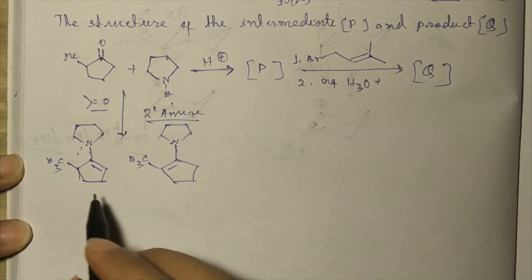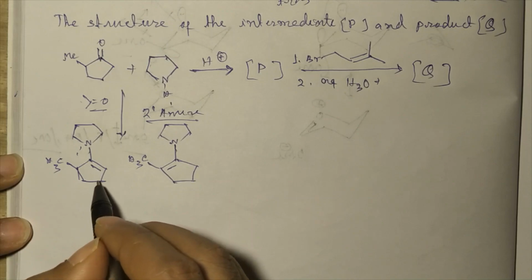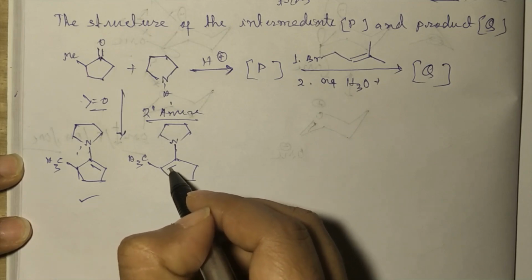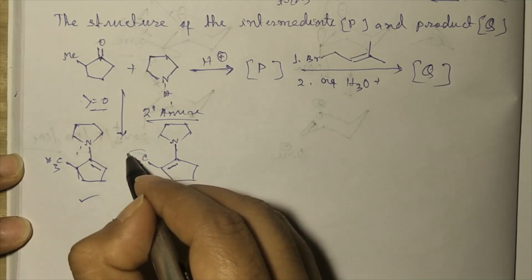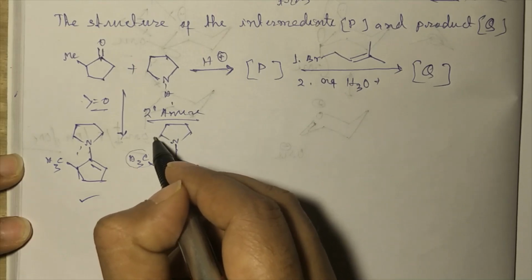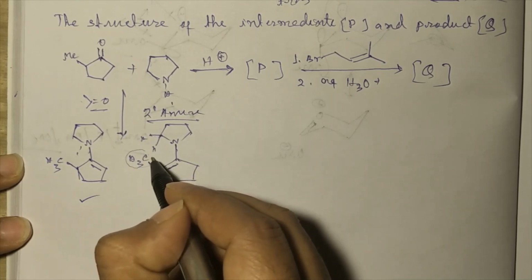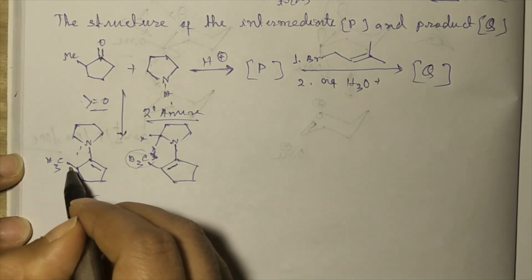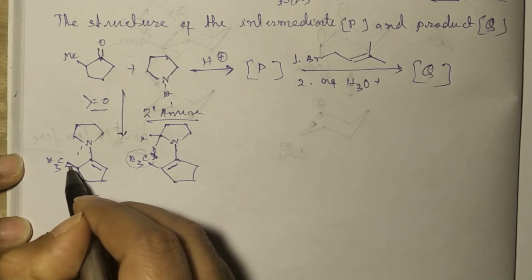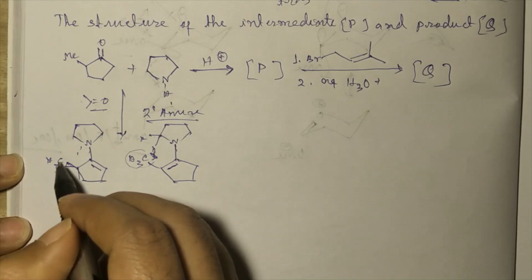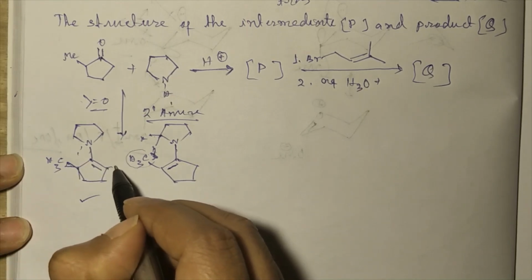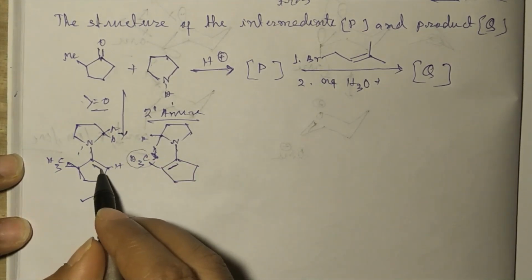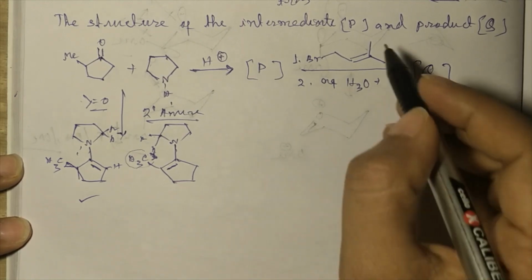But what will be the major product? Here the less substituted enamine will be the major product, because here the CH3 is in plane, and the 2 hydrogens there will cause steric crowding in this enamine. But here, as the methyl is projected from above the plane or maybe below the plane, the steric crowding will be less. Here the steric crowding will not occur. So the less substituted enamine will be formed here, and then what will happen?